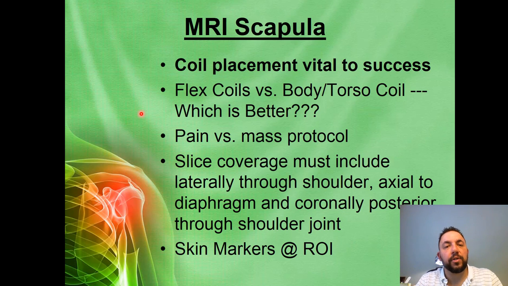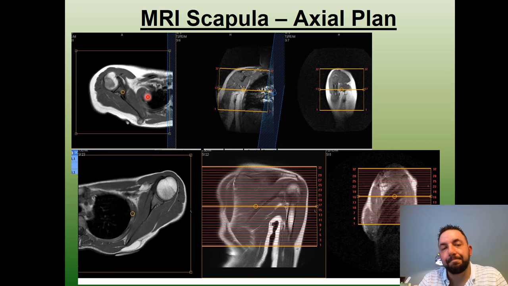Whether it's pain versus mass, slice coverage must include laterally through the shoulder, axially to the diaphragm, and coronally posterior through the shoulder joint. Anytime we're looking at a mass or pain point and any indication outside of our routine joint, we usually want to put skin markers on the region of interest to identify for the radiologist where the patient complains of pain.